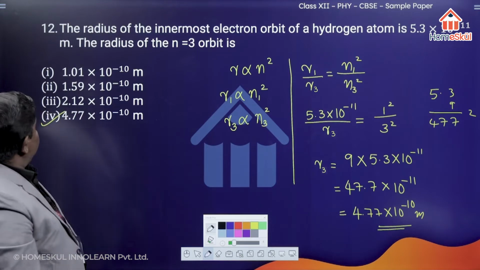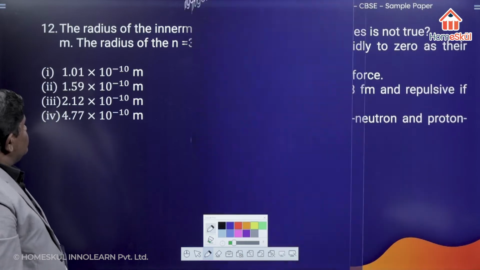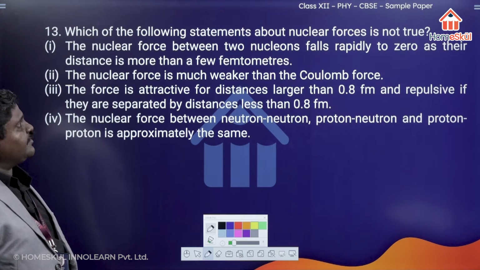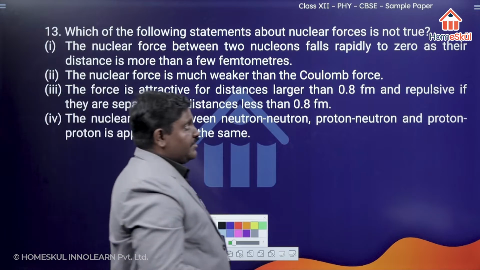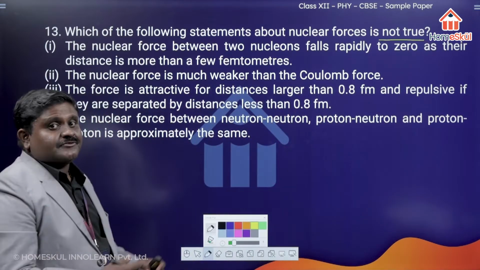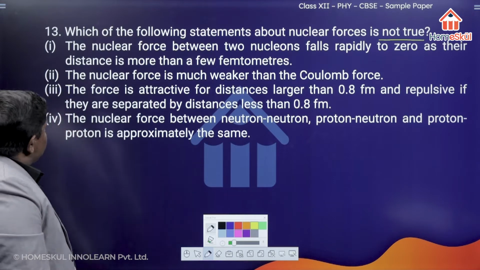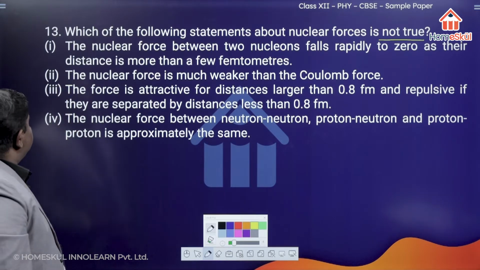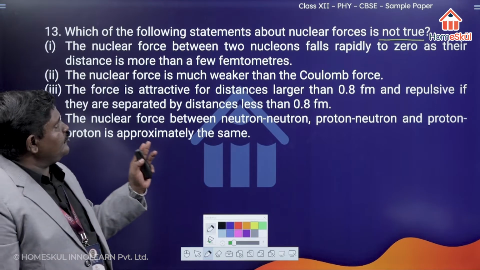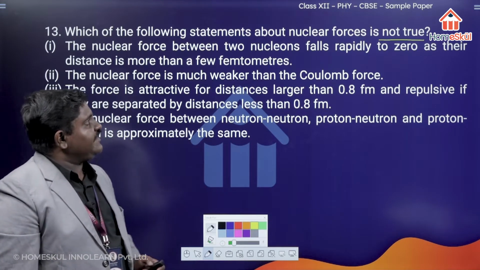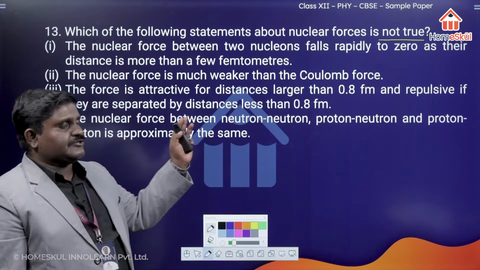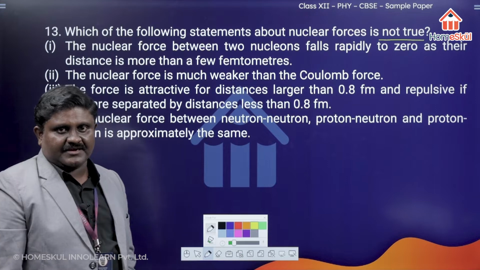Clear? Now the 13th question. Which of the following statements about the nuclear forces is not true? Again, the question is coming as not true, so carefully read each option. The first option, the nuclear force between two nucleons falls rapidly to zero as their distance is more than a few femtometers. That is the correct one.